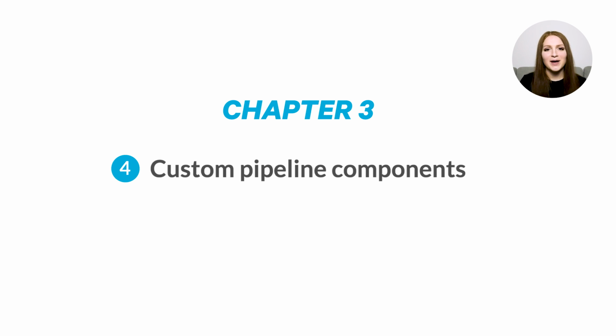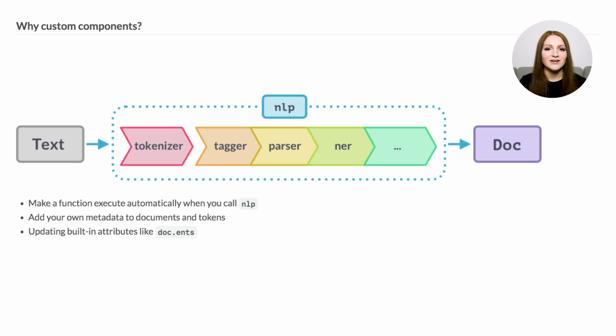Now that you know how spaCy's pipeline works, let's take a look at another very powerful feature: custom pipeline components. Custom pipeline components let you add your own function to the spaCy pipeline that is executed when you call the nlp object on a text, for example, to modify the doc and add more data to it. After the text is tokenized and a doc object has been created, pipeline components are applied in order. spaCy supports a range of built-in components but also lets you define your own. Custom components are executed automatically when you call the nlp object on a text. They're especially useful for adding your own custom metadata to documents and tokens.